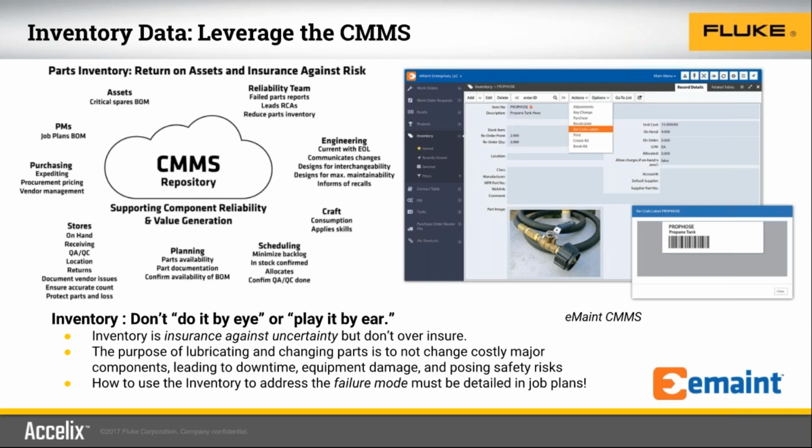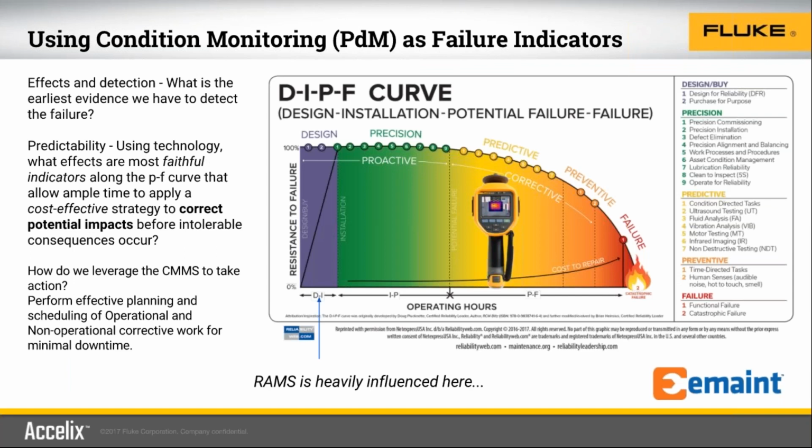So how are you going to do it? How is this inventory, or these parts, going to be applied? We talk about the PF curve here, so where the detection happens. Again, back to the effects. What is the earliest evidence that we have to detect the failure, and how can we use technology? So more than the sense of touch or smell, or doing it by eye or playing it by ear, why don't we look at different technologies to apply here to have a cost-effective strategy?